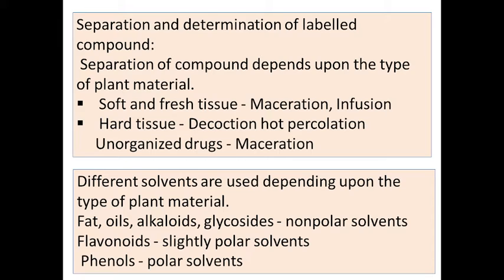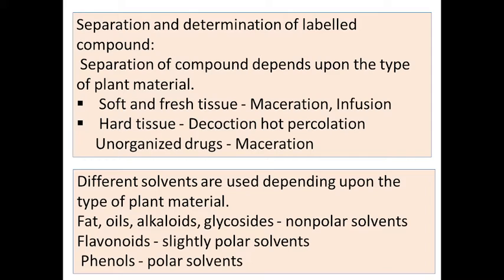Now the radioactive compound which is inserted in the part of the plant or in the parenchymatous tissue of the plant, that label compound, how it will synthesize the different secondary metabolites, and the separation of these secondary metabolites and determination of that label compound is very necessary. So that we can find out which secondary metabolite could be synthesized by using that particular label compound, and what is the site of synthesis of that particular secondary metabolite. For that there are separation techniques.